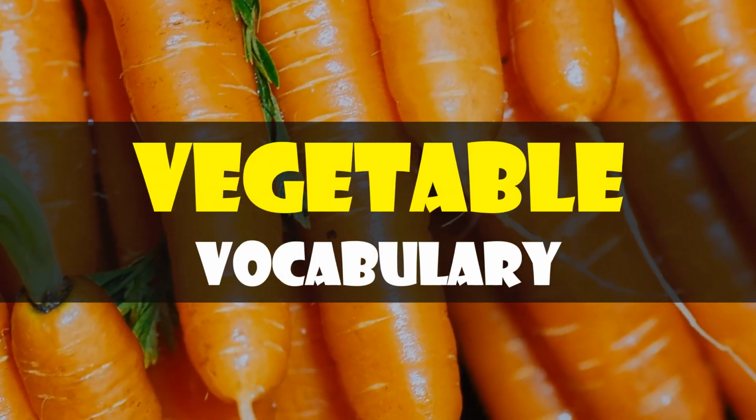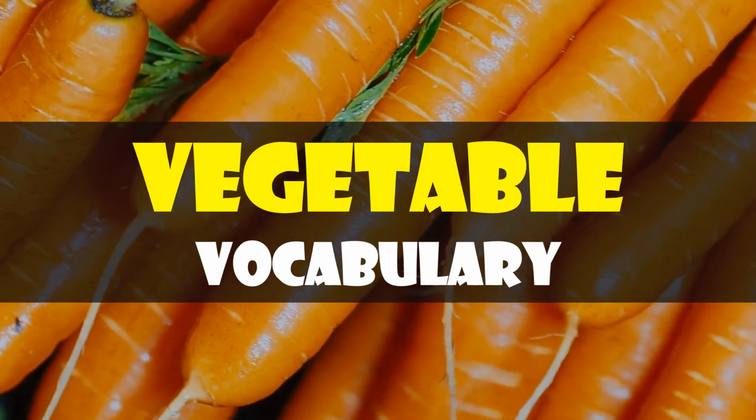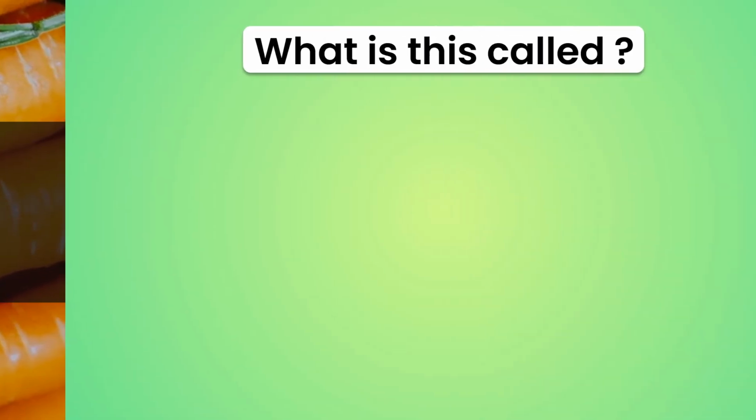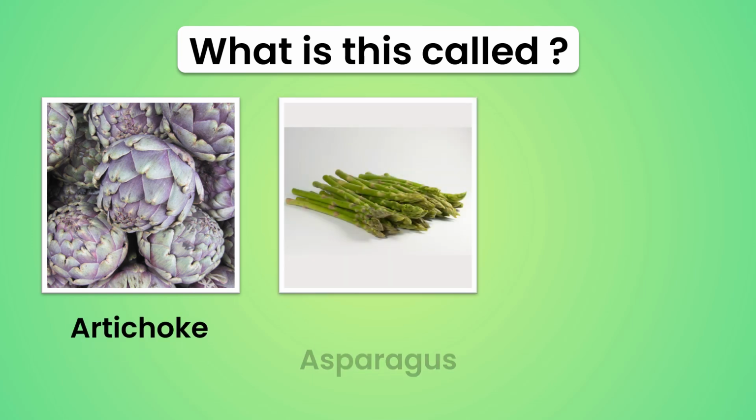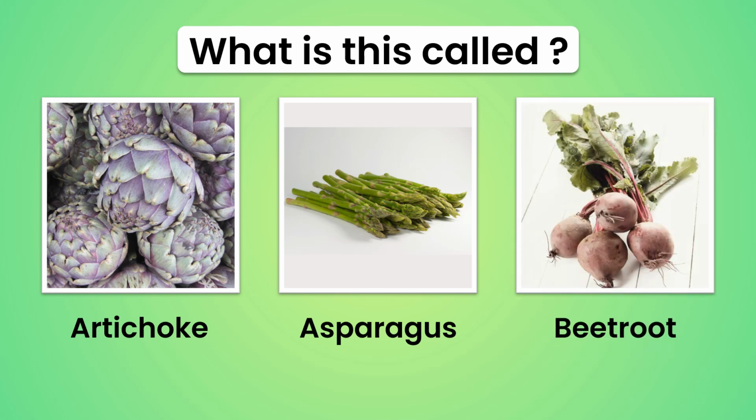Today we are going to explore the names of common vegetables used in our daily life. What is this called? Artichoke, asparagus, beetroot.